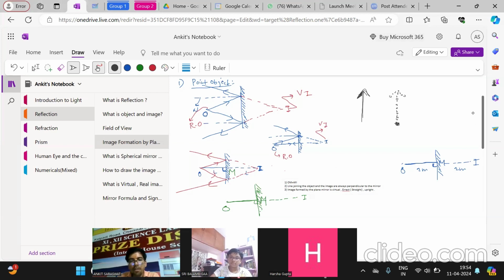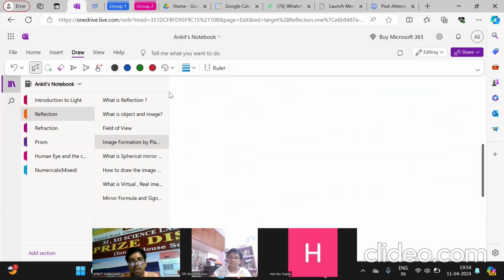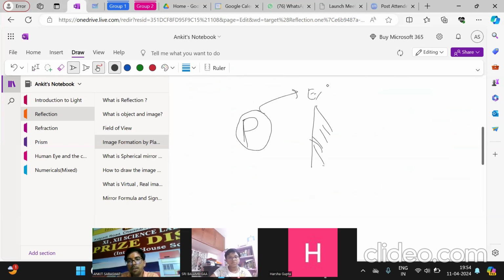For example, this is a plane mirror. In this plane mirror, if I draw a P, then I want to form an image. This is not a point object, this is known as an extended object. You can write extended object. So in the next lecture, I will talk about how to form the image of these extended objects. Clear? I will also explain what is field of view. Field of view.